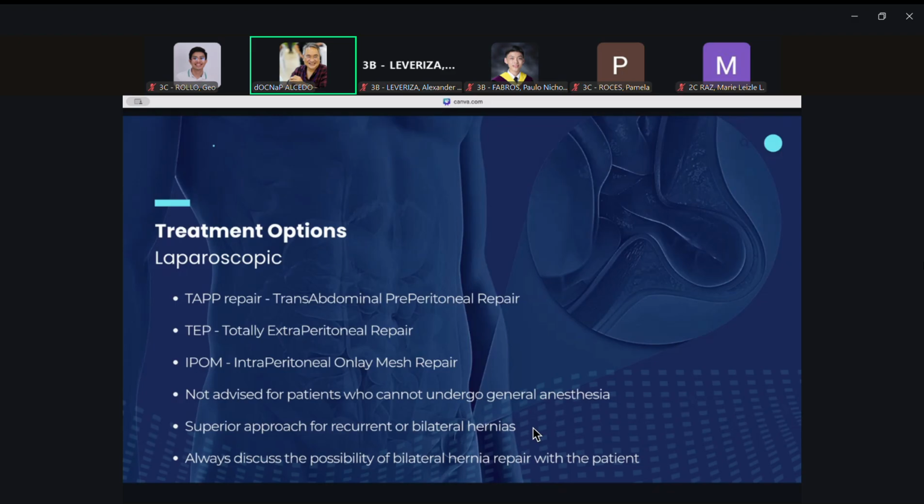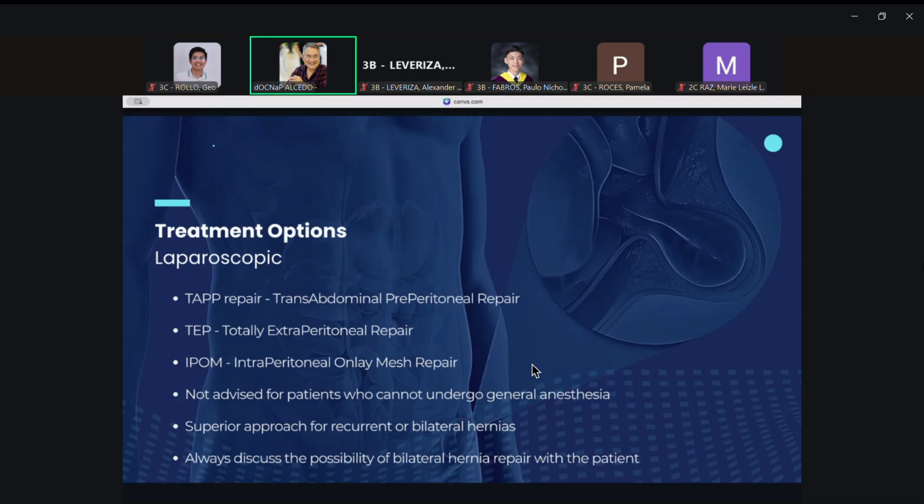Okay. Now, of course, when you have a patient who presents with bilateral hernias, then the laparoscopic approach is the better option. Why? Because you only have to perform one additional port, no? Unlike if you do the anterior approach, then you have to make two separate incisions. One on the right and one on the left. Dito, pag laparoscopic, isa lang. And you can perform repair of both the right and the left using that single approach, except that you only add one additional port when you work on the other side. Okay? So it is the superior approach for recurrent or bilateral hernias.